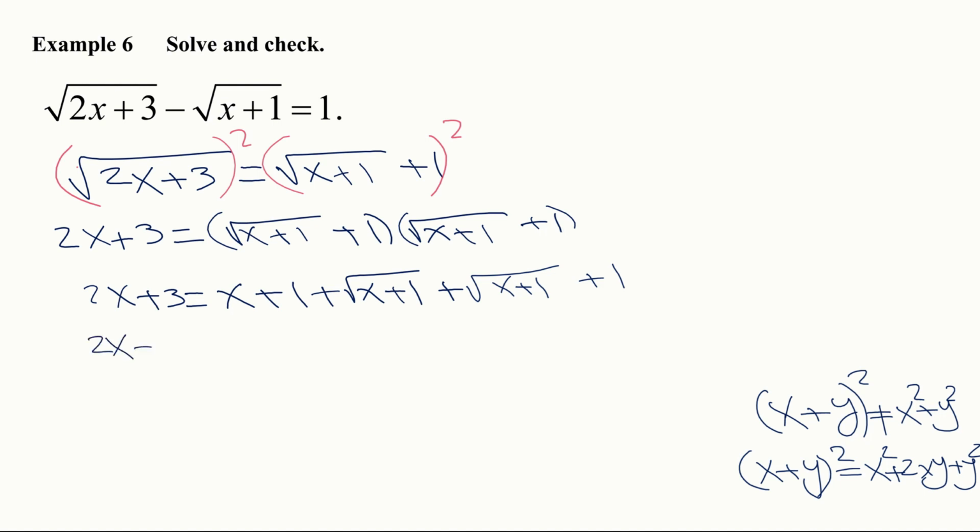So we get 2x plus 3 equals, all right, so we get x. There's nothing I can combine it with. There are 2 of these square root of x plus 1s that I can combine to get 2 square root of x plus 1. And don't forget that I can combine this 1 and this 1 over here. So we get plus 2. All right, so notice there is nothing I can do on the left side as far as simplification is concerned, and nothing I can do on the right side as far as simplification is concerned.